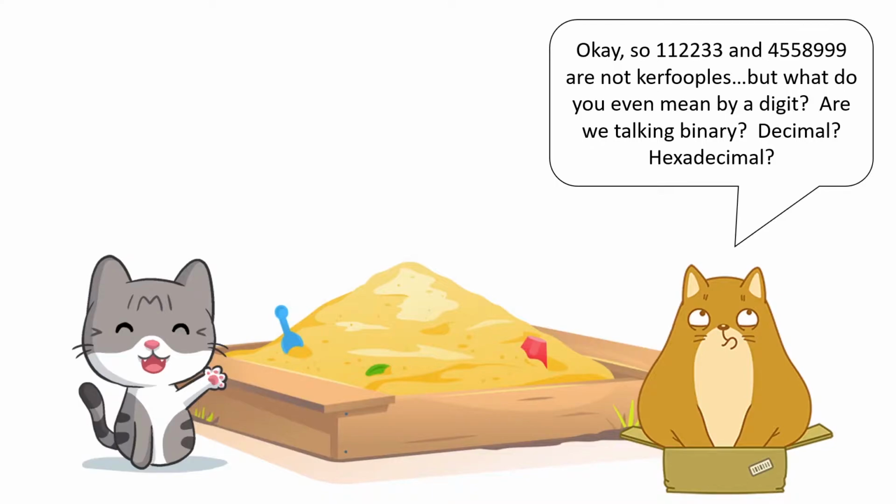Okay, so that might satisfy your friend for a while, but at some point they might decide to get a little more inquisitive and ask what you even mean by a digit. Like, are we definitely talking about the regular decimal representation of numbers? Are we allowed to use binary, decimal, hexadecimal?